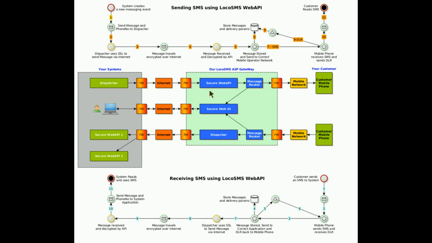You can see below the same diagram, in a more network-like approach, showing the connectivity and the basic elements involved in the process. Messages leave your application, adapt to Web API format by the dispatcher, encrypted travel over the Internet, using firewall protection, and finally reach our Web API. Now let's see what happens in our LocoSMS A2P platform, when messages arrive to the Web API. After message is decrypted and stored, it is then routed and dispatched to the correct mobile network in encrypted form. Message arrives directly to your customer's mobile phone.